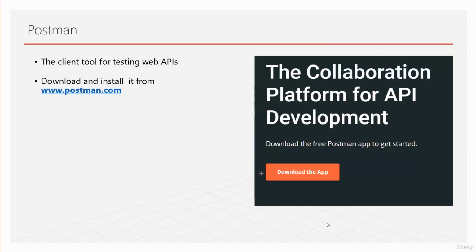Postman is a client tool for testing the web APIs. At the moment, if you're not familiar with the APIs, don't worry about it. Just download the tool and you're good to go. Just go to postman.com and pick your platform, which is most probably Windows or Mac. It doesn't really matter. Just click on the download app, download and install it. Let it sit there and we will get there when the time comes.